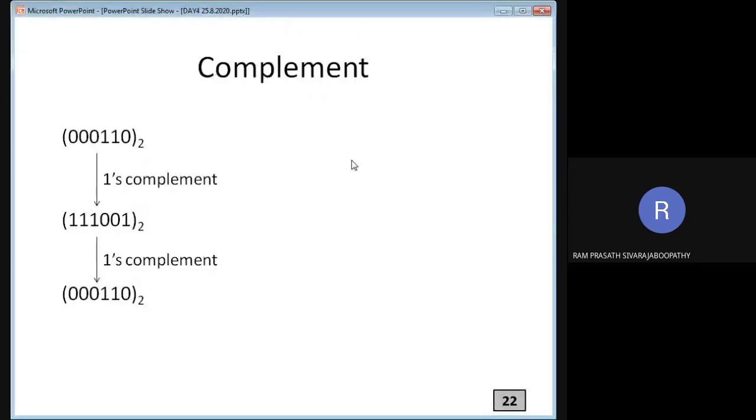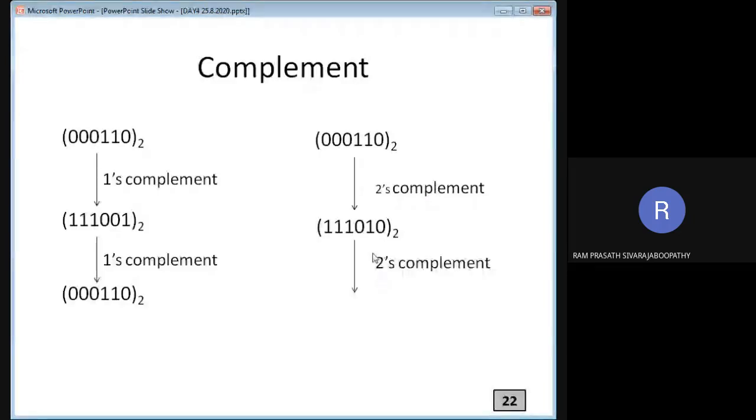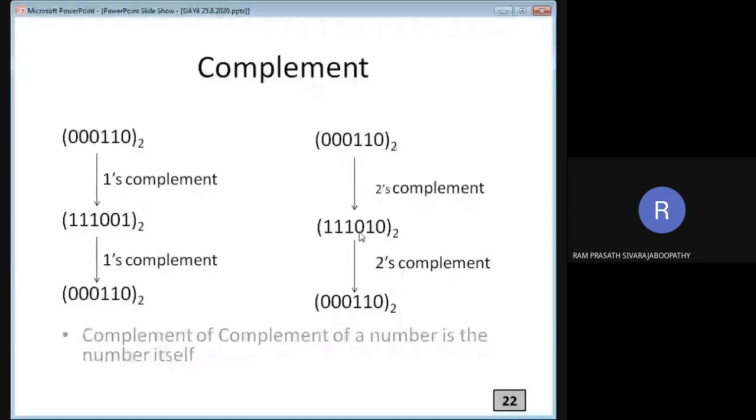See, the complement operation plays a major role in representing the signed numbers. That means positive, negative numbers. Normally we say +5, +4, +10, +27. Similarly -87, -57, -37. So to represent negative numbers mainly, we have to go with the complement method. Similarly, 2's complement of the number gives the same number. So 1's complement and 2's complement are both used to represent the negativity of the number in the binary system. That's it. So complement of a number is the number itself.